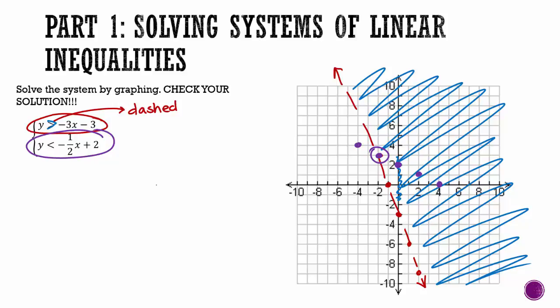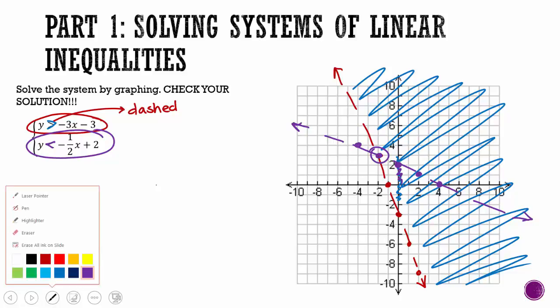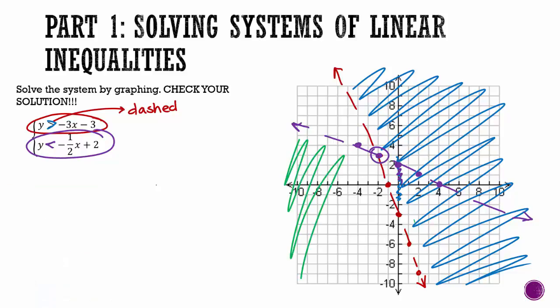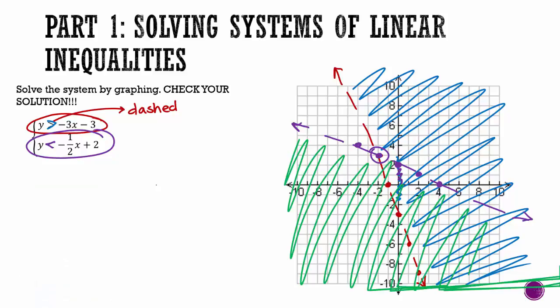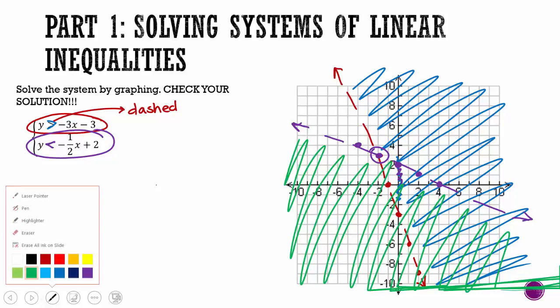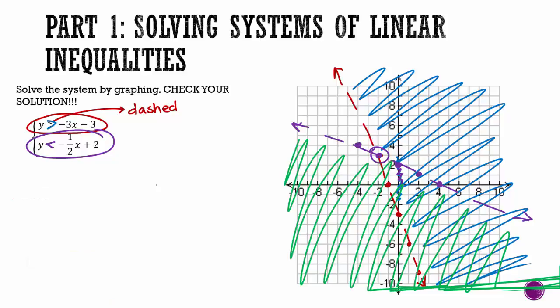because we want the whole part that is double shaded. So this is a less than symbol, so I'm going to shade all the things less than this dashed line here. So our double shaded region, if we shade all this stuff, is going to be right here. This is our solution. This is the double shaded part.